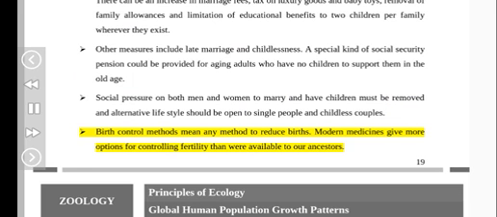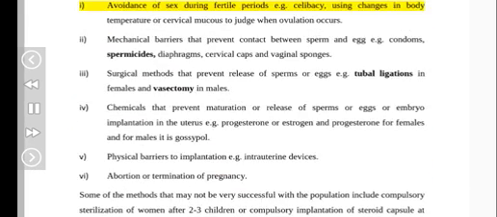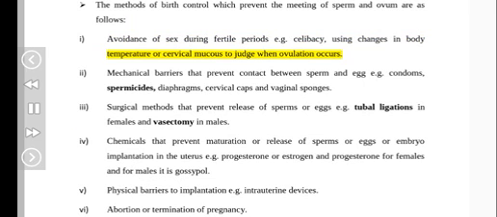Modern medicine gives more options for controlling fertility than were available to our ancestors. The methods of birth control which prevent the meeting of sperm and ovum are as follows. I. Avoidance of sex during fertile periods, e.g. celibacy, using changes in body temperature or cervical mucus to judge when ovulation occurs. II. Mechanical barriers that prevent contact between sperm and egg, e.g. condoms, spermicides, diaphragms, cervical caps and vaginal sponges.